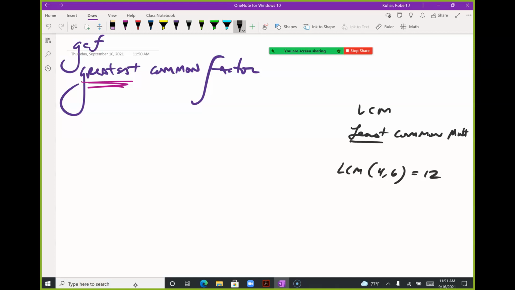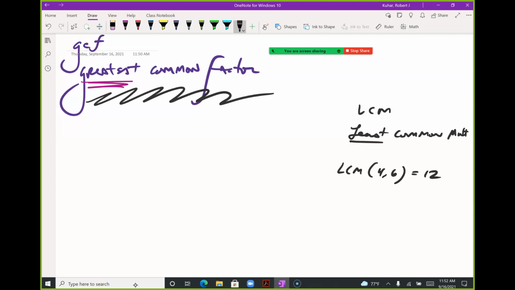So like 4 and 6, it would be 2. I didn't get there yet, but yes, you have it right. But it's a little counterintuitive. You're thinking of a least common multiple, it should sound like a small thing, but it's not. It's bigger, and the greatest common factor is actually smaller.